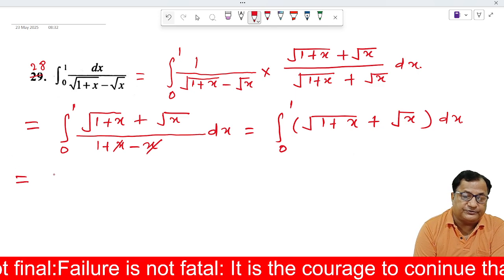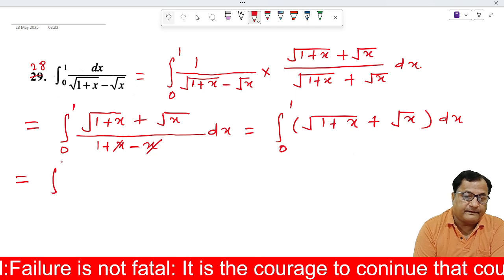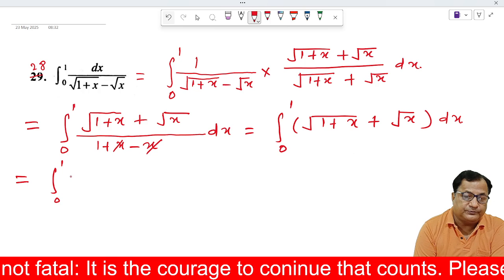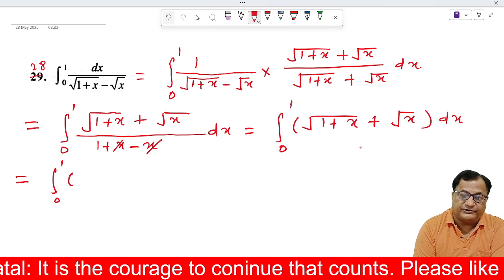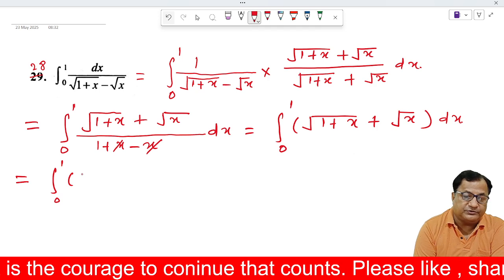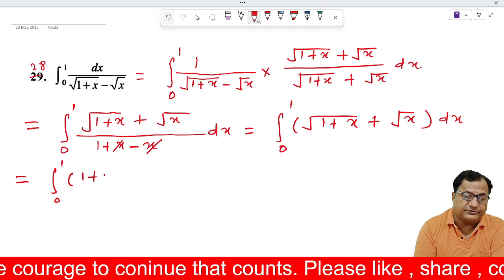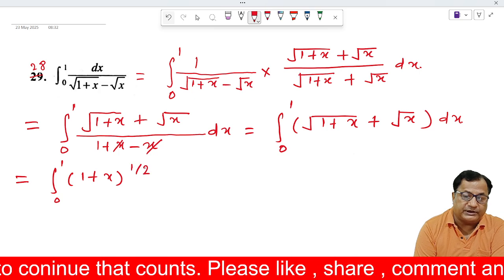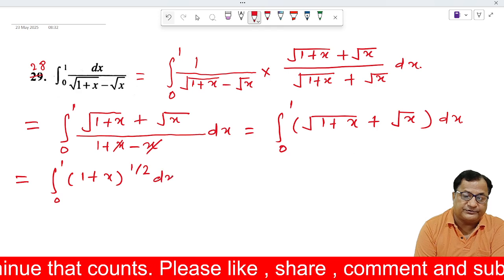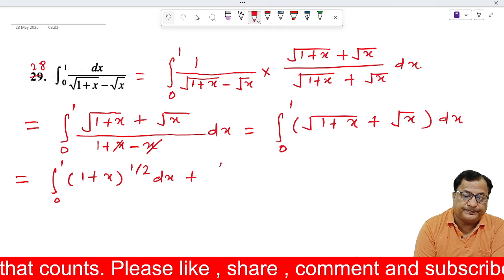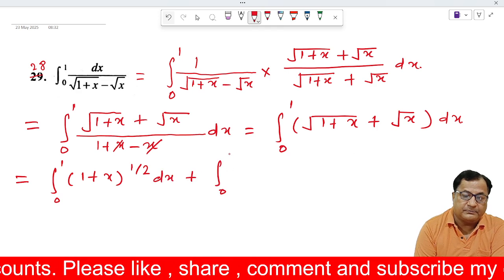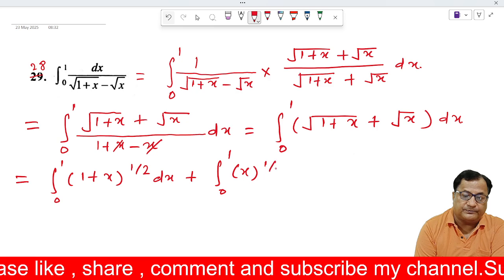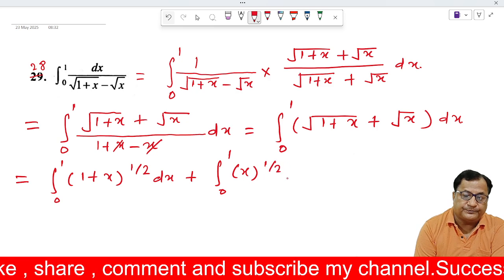We can write this as integral from 0 to 1. We will separate this. So this will be (1 plus x) to the power 1 by 2, the square root we can write as power 1 by 2, dx, plus x to the power 1 by 2 dx.